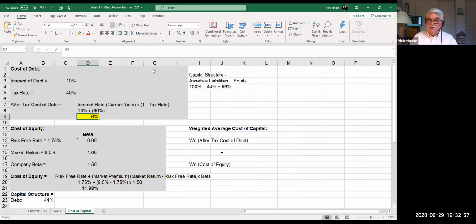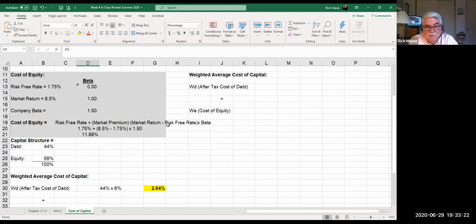And again, why we take out the tax is because, yes, we are paying our investors 10% on this debt, 10% interest payments, coupon payments, whatever. But on our corporate tax return, we can deduct that interest up to our tax rate of 40%. It's deductible. So the true cost of debt, taking out that tax deductibility, is 6%.